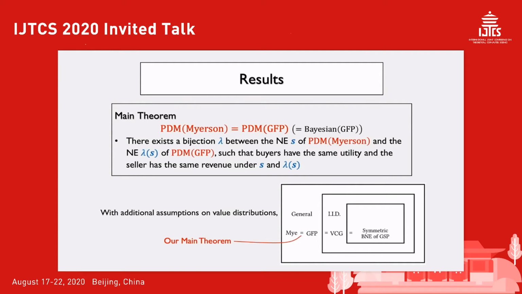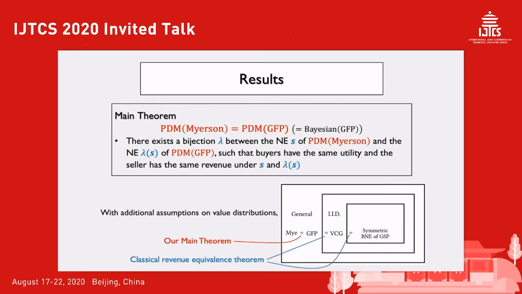If buyers have independent and identical value distributions, then Myerson's auction, GFP, and the VCG auction are all equivalent. Furthermore, if the IID value distribution satisfies some condition such that the generalized second price auction has a symmetric Bayesian Nash equilibrium, then all these four auctions, Myerson, GFP, VCG, and GSP, are equivalent. But we have some examples where the generalized second price auction doesn't have a symmetric Bayesian Nash equilibrium for some IID value distributions. We have those examples in our paper.